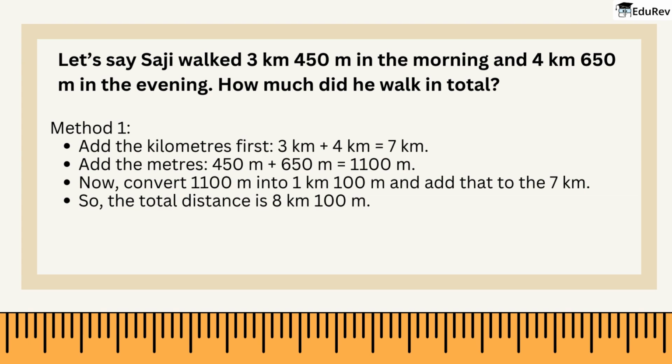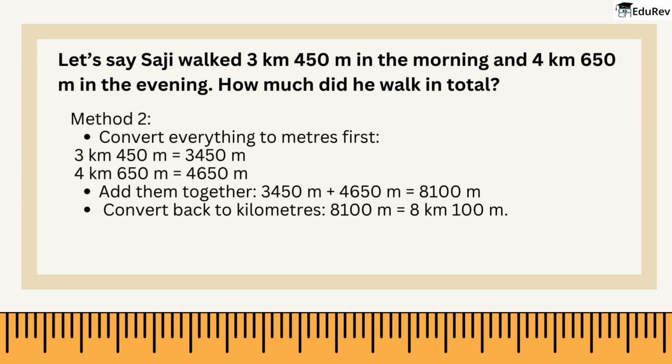3 kilometers plus 4 kilometers equals 7 kilometers. Add the meters. 450 meters plus 650 meters equals 1100 meters. Now, convert 1100 meters into 1 kilometer 100 meters and add that to the 7 kilometers. So, the total distance is 8 kilometers 100 meters.